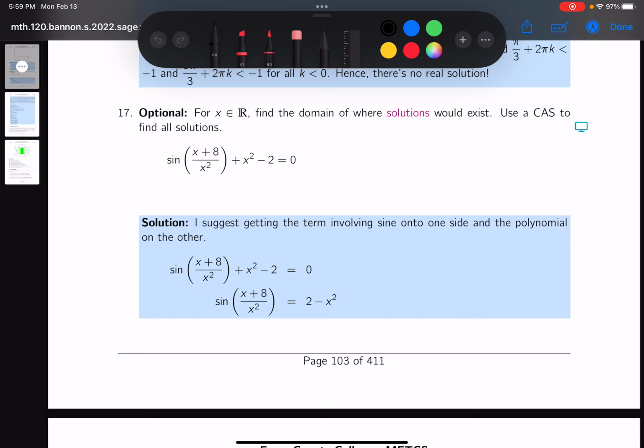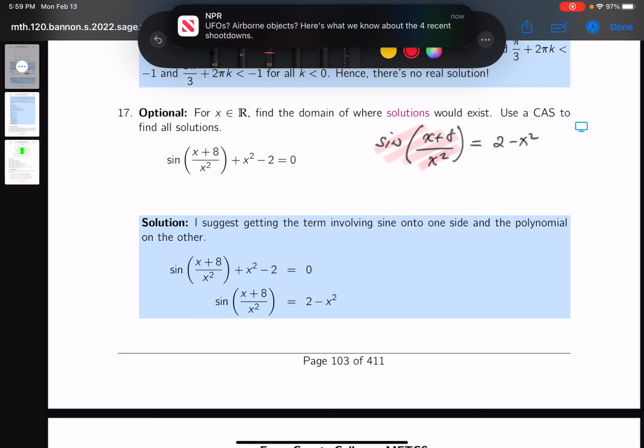All right, a way to do that, I would recommend, is to isolate the sine function first. And this is sine of x plus 8 over x squared, and that's going to equal that polynomial, which looks like 2 minus x squared. Now, if I were doing this over here, I start to realize that on the left side I've got a sine function, and it's going to look pretty bizarre. And on the right side, you get a polynomial.